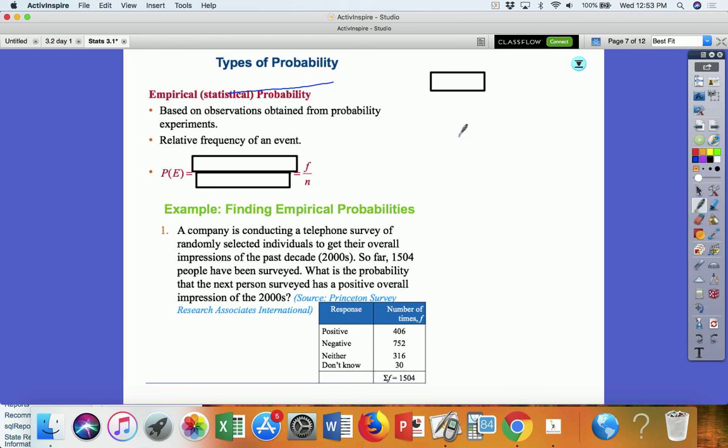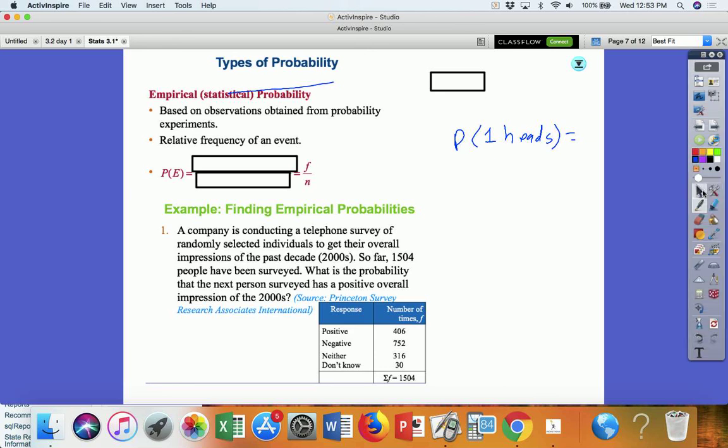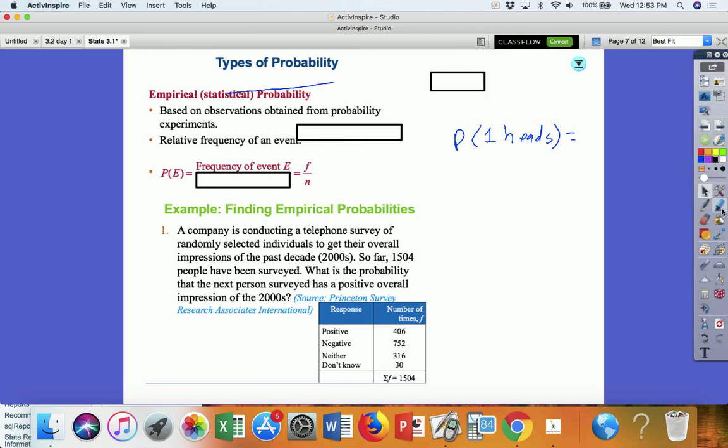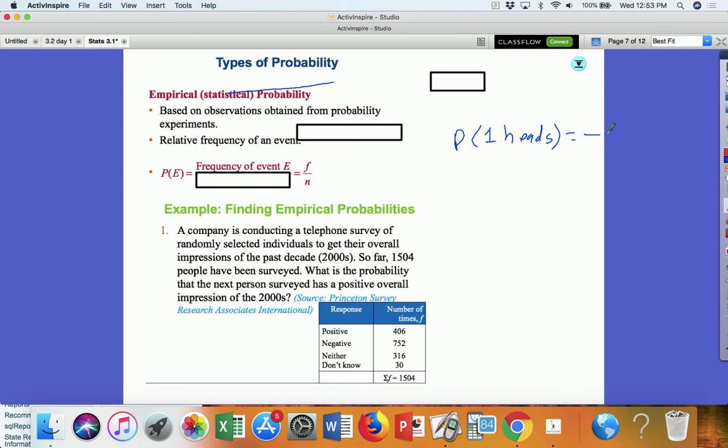So let's do this. Let me write down a problem. That's the probability of getting heads one time. Statistically, what are we going to do? We're going to count the frequency of event E. How many times did it come up heads? Once. Well, in our results, it was 143 times.